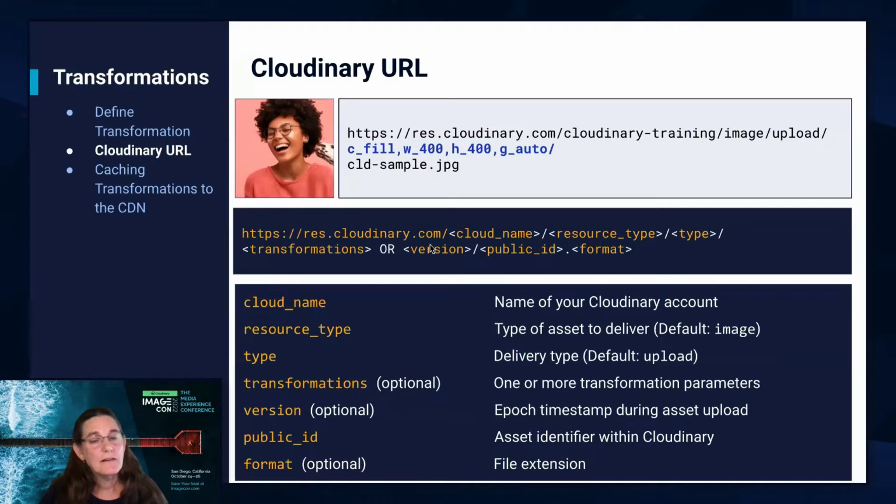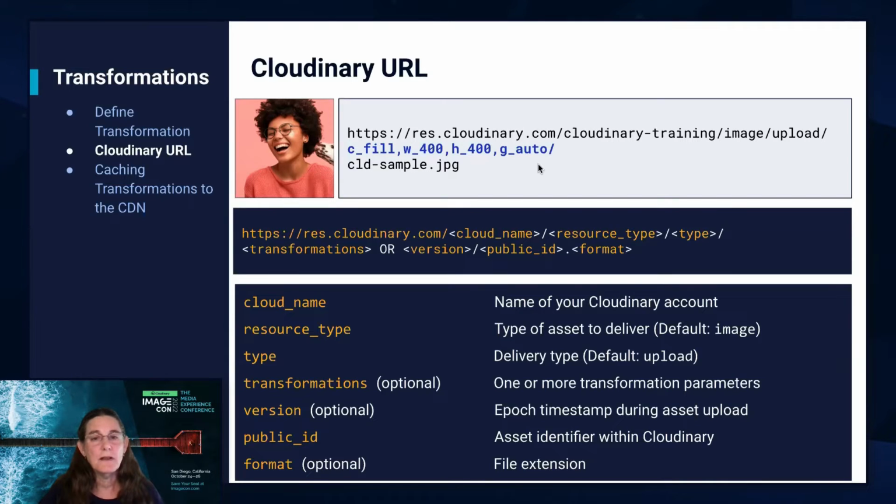So res.cloudinary.com, if you're using a free site or you haven't given your own domain, that's probably what you're going to see for your domain name. Then you'd see your cloud name. So in my case here, cloudinary-training. Then your resource type. This is going to be image, video, raw, generally. And when we're doing transformations, it's only going to be image or video. Those are the only types that we can transform. Type, this is going to map to upload here. And this really is about access control. So upload is our public access control. If you were doing some restrictions, you might see authenticated or private there.